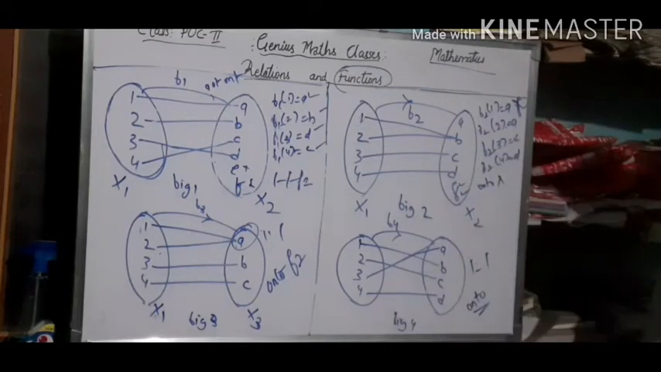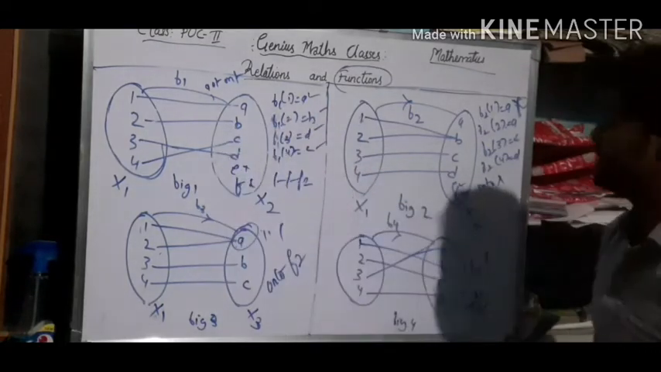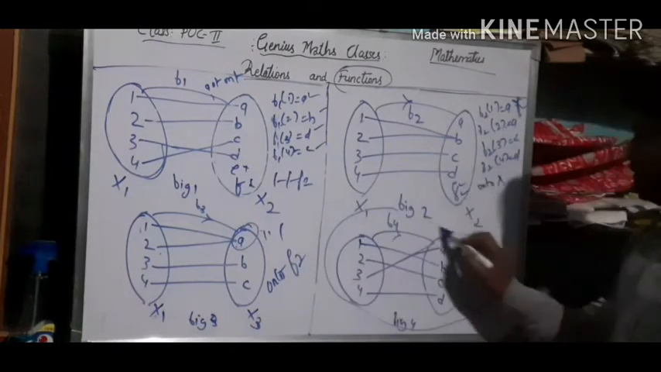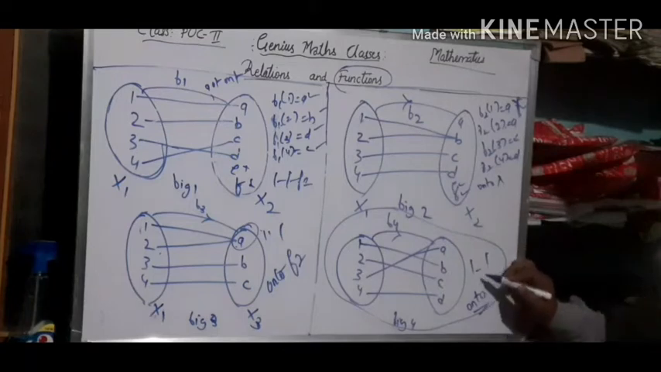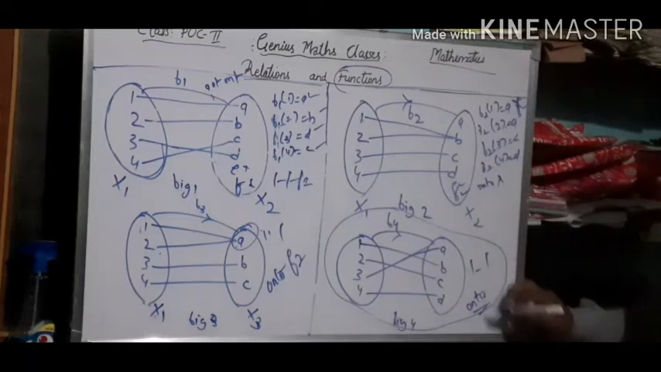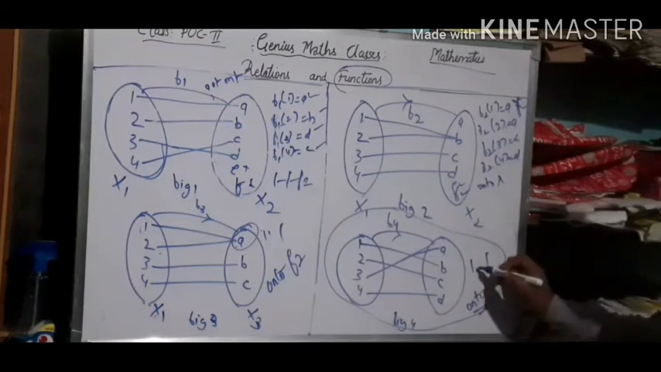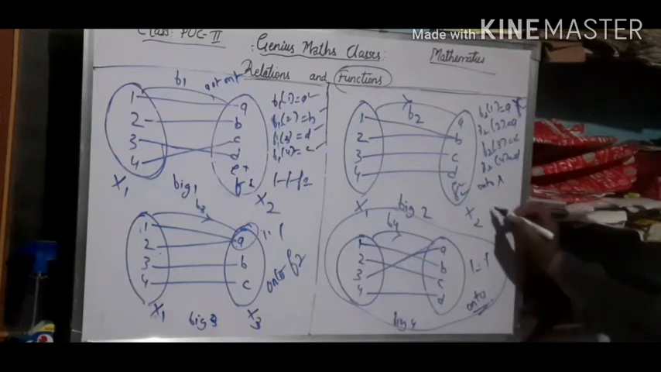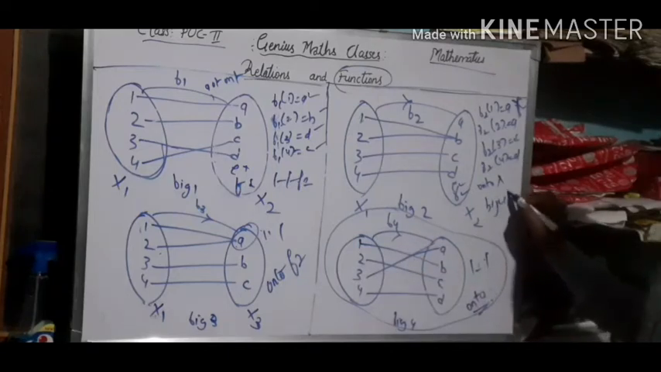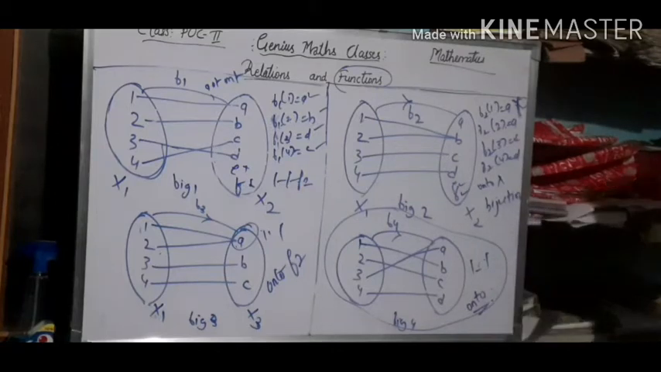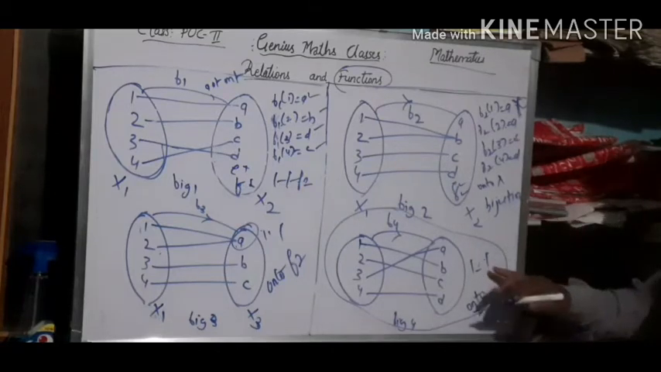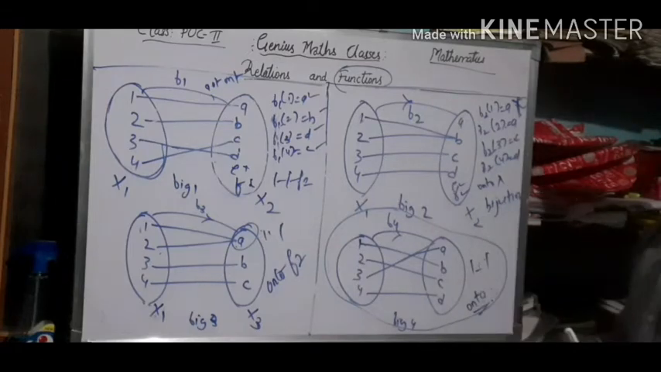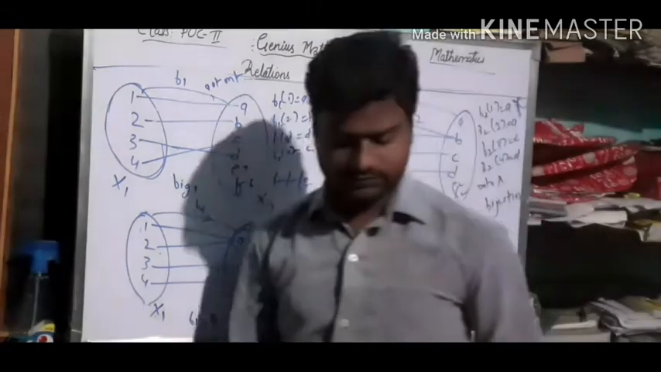Observing all these, this is the only function which is one-one and onto. The function which satisfies the condition one-one and onto is called a bijection. So bijection is when one-one and onto both hold. Okay, this is about the types of function.